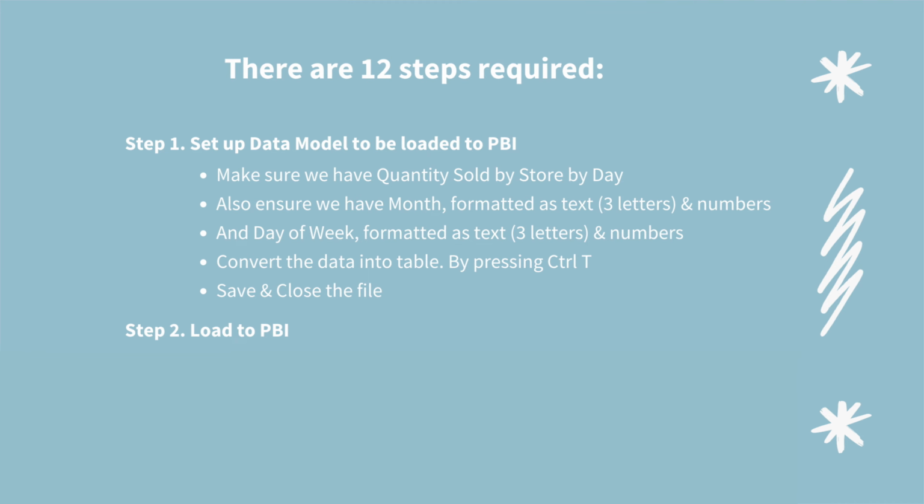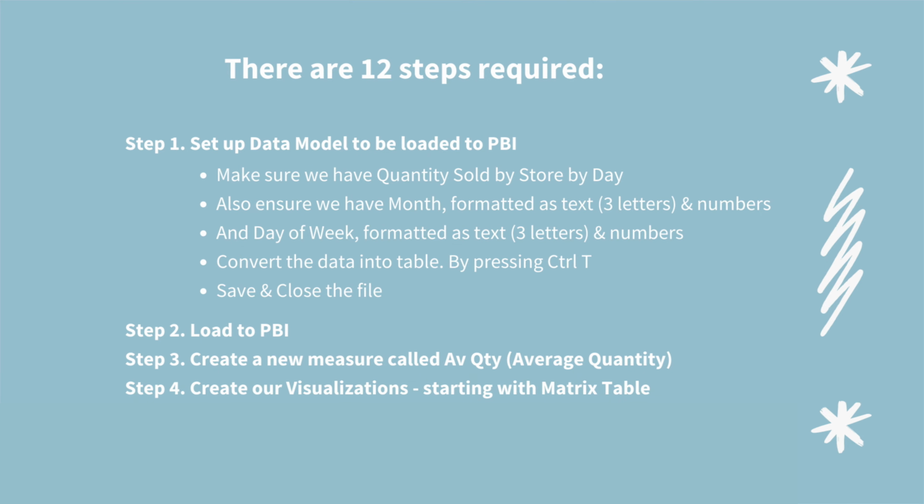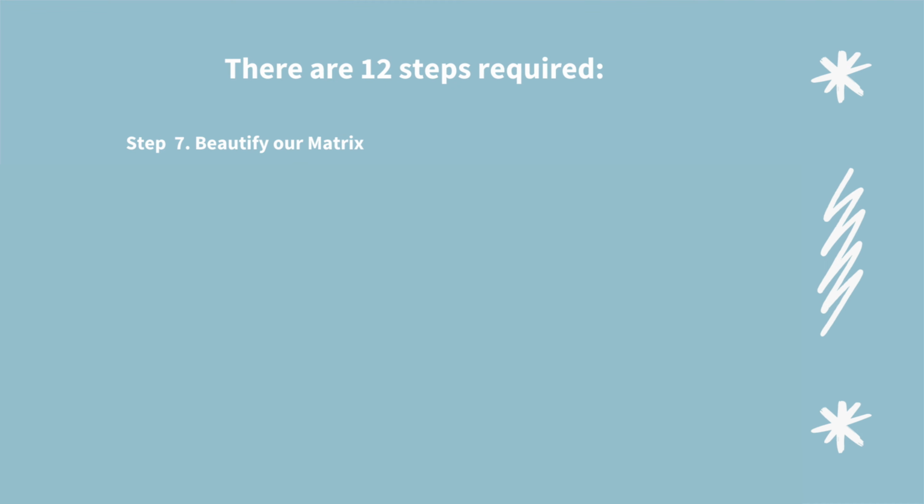Step 2, load to Power BI. Step 3, create a new measure called average quantity. Step 4, create our visualization starting with the matrix table. And in step 5, sort our day of the week and month column. Step 6, set up conditional formatting. Step 7, beautify our matrix. Increase row height, remove shading, and remove the day of the week text.